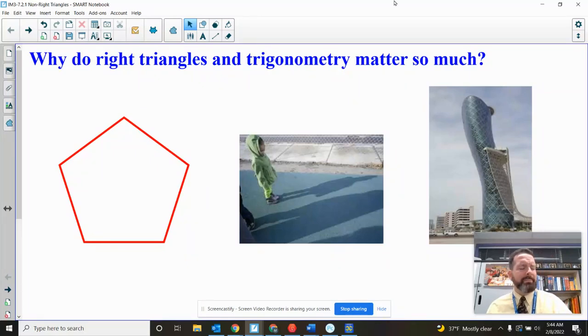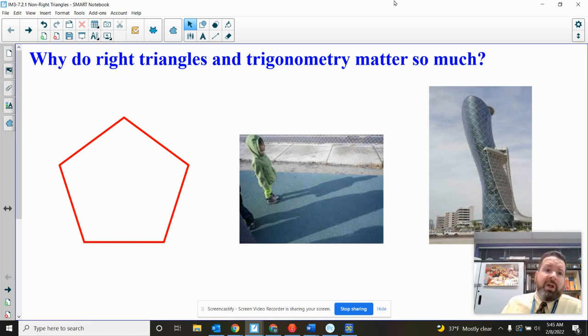So we've talked for a bit here about right triangles, and you may be wondering why. Why do we spend all our time talking about right triangles and trigonometry? Why have you heard about this stuff? The short answer is it's because right triangles are everywhere. Even things that don't look like they are right triangles are right triangles.